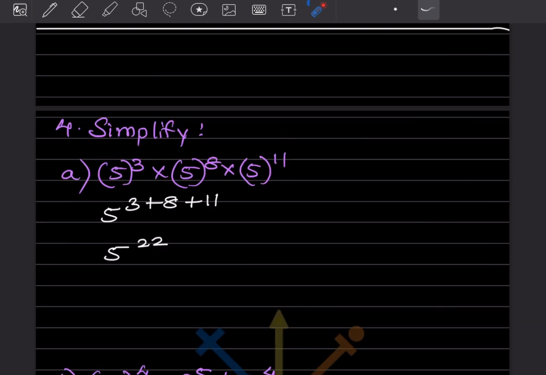Now let us see how to do this one. We have to simplify this one. You can see the base is the same. So 5 raised to 3 plus 8 plus 11. That will be 5 raised to, this is going to be 22.